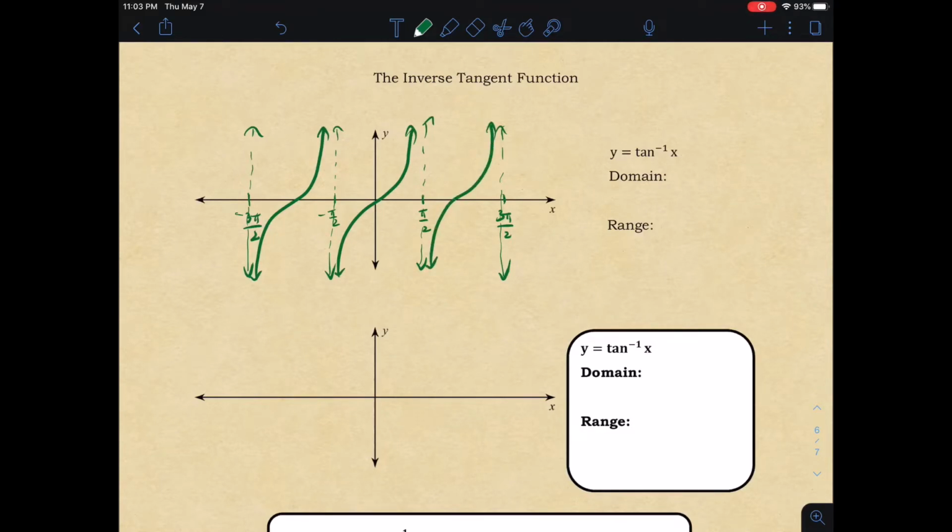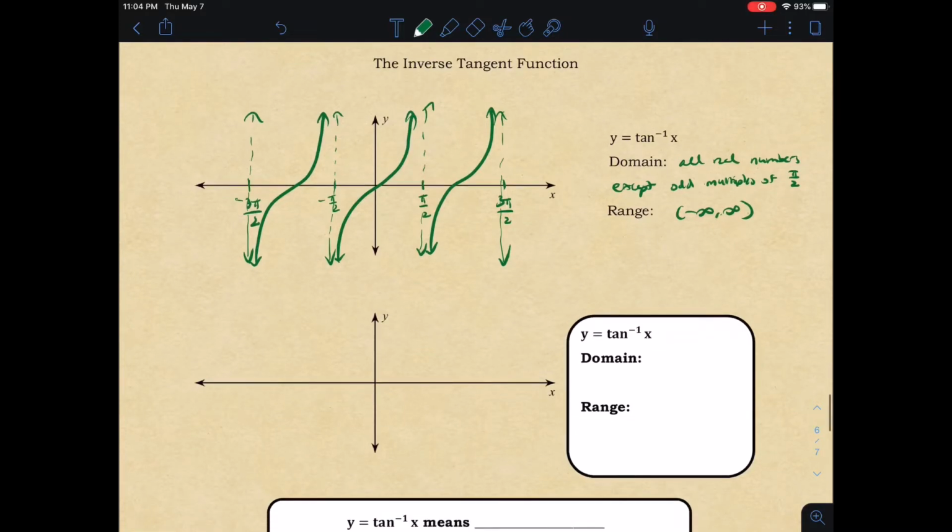The period of the tangent function is pi. In this case, my domain would be all real numbers except odd multiples of pi over 2. And my range would be all real numbers. It's a little review of graphing the tangent function.